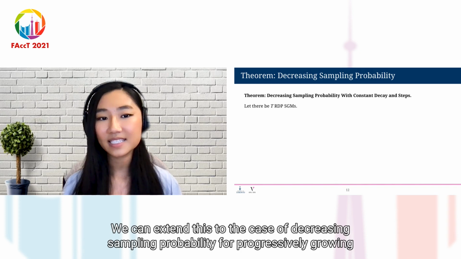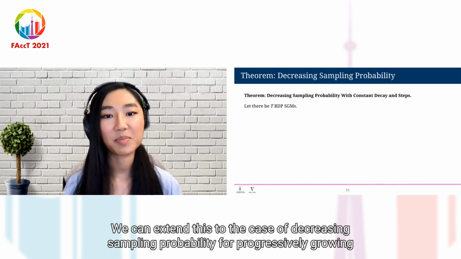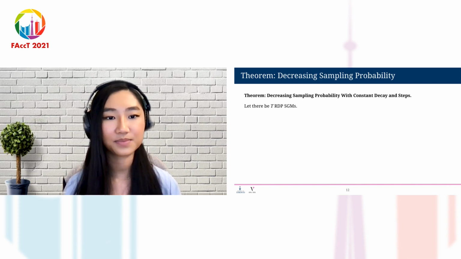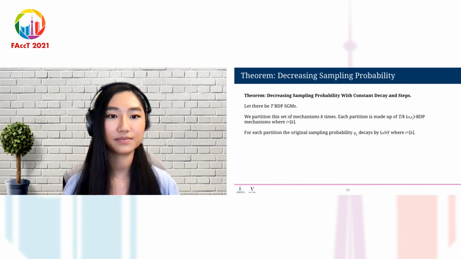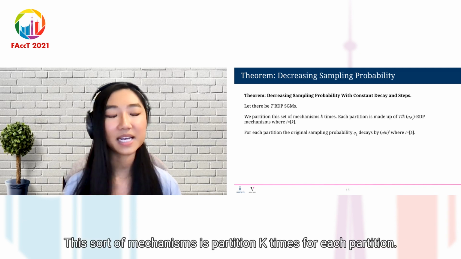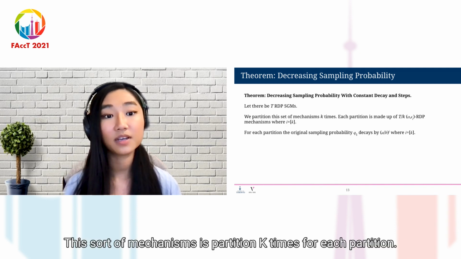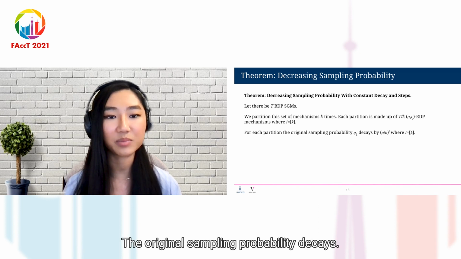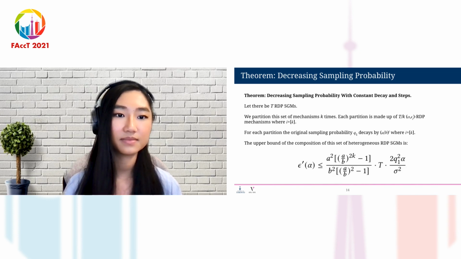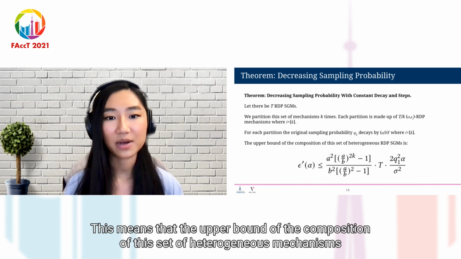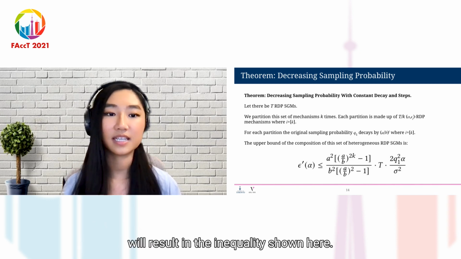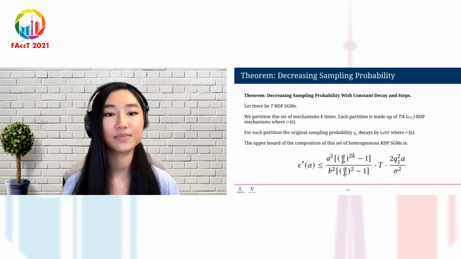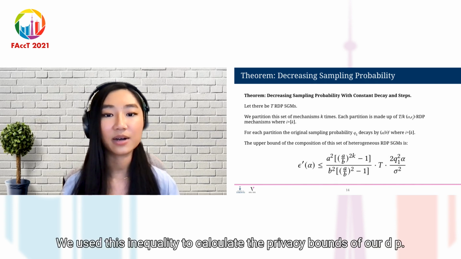We can extend this to the case of decreasing sampling probability for progressively growing GANs. We start by again taking T RDP-SGMs. This set of mechanisms is partitioned k times. For each partition, the original sampling probability decays. This means that the upper bound of the composition of this set of heterogeneous mechanisms will result in the inequality shown here. We use this inequality to calculate the privacy bounds of RDP-PG-GANs.